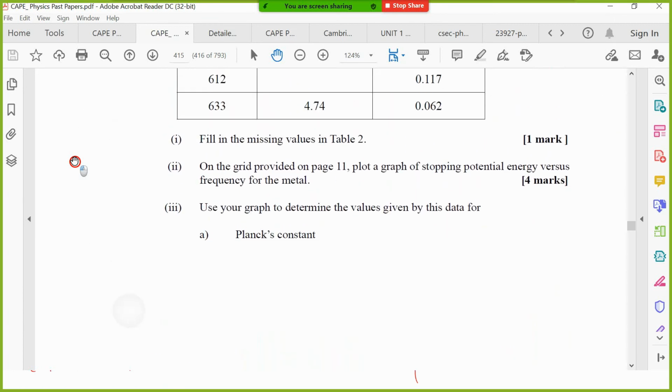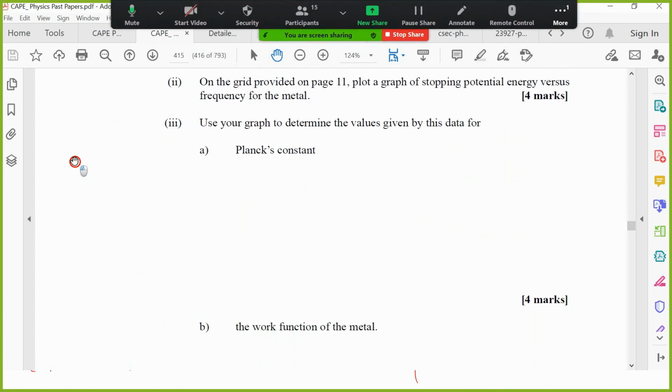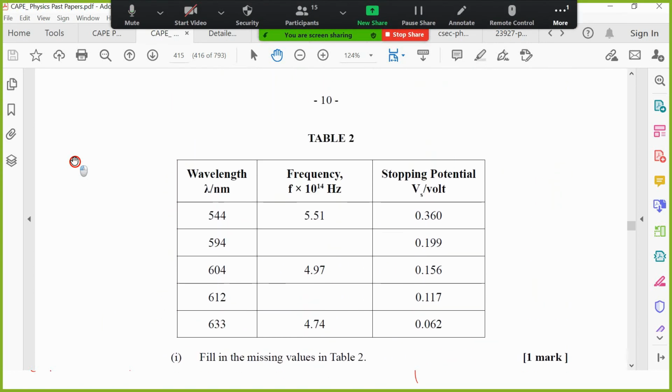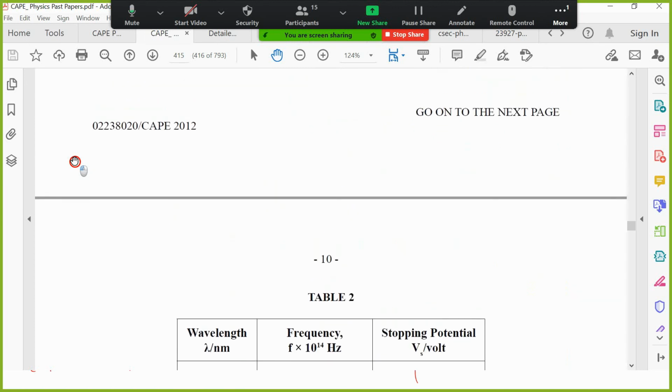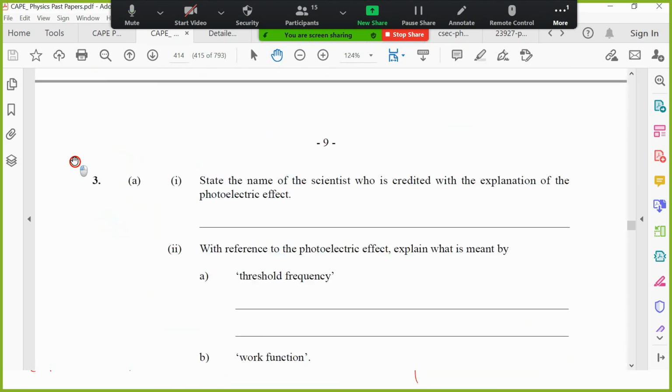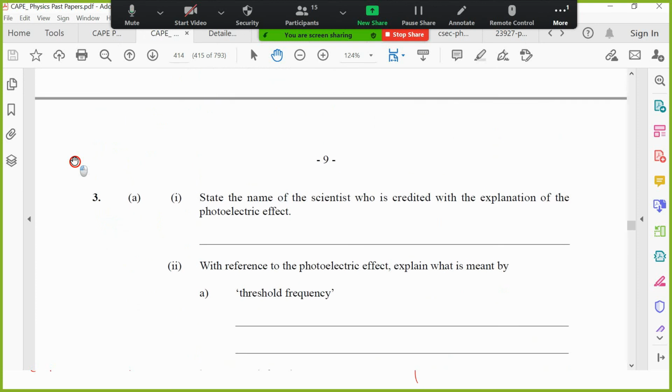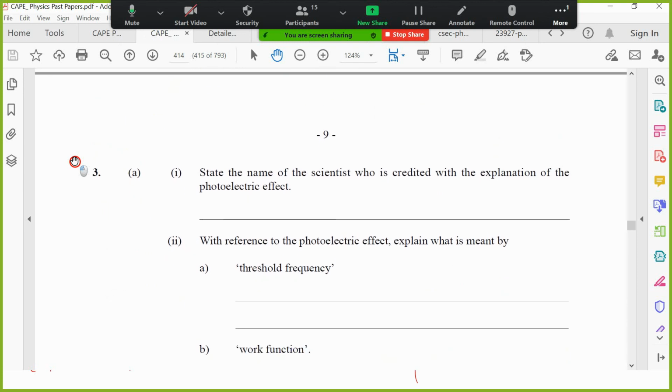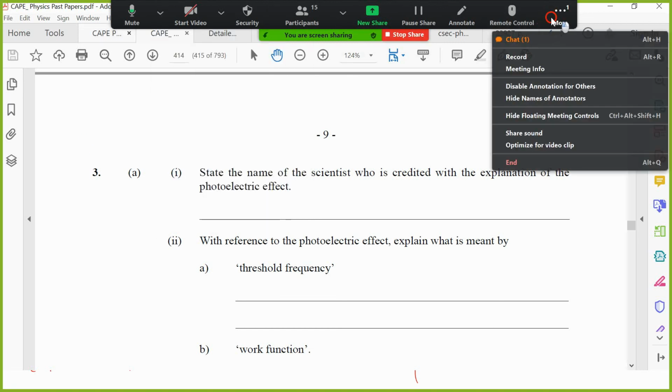See, this one now is on Planck's constant. Not Planck's constant, my bad. Photoelectric effect, I should say. So this is related to the photoelectric effect. It says name the scientist who is credited with the explanation of the photoelectric effect. I wonder if we know that scientist, by the way. I wonder if we know his name.